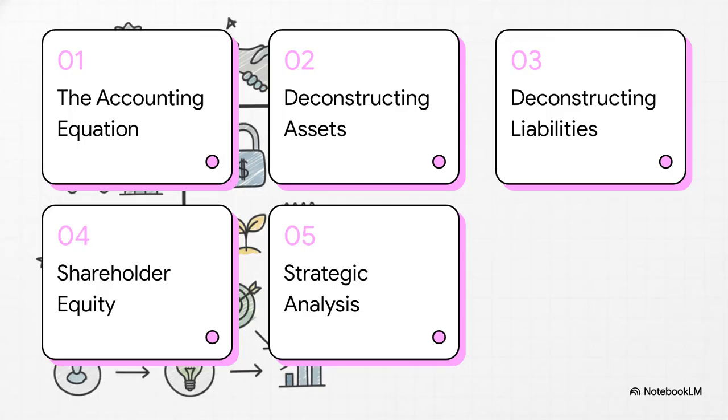We're going to tackle this just like a consultant would, breaking it down into 5 logical pieces. First, we'll hit the core logic. That's the accounting equation. Then we'll deconstruct assets, liabilities, and equity piece by piece. And finally, we'll pull it all together and see how you can use this for some really sharp strategic analysis. So let's get into it.